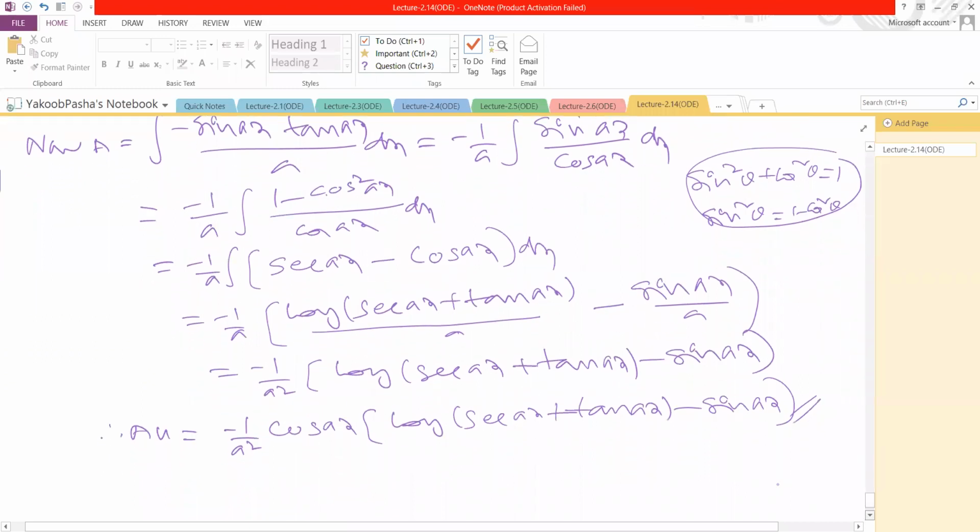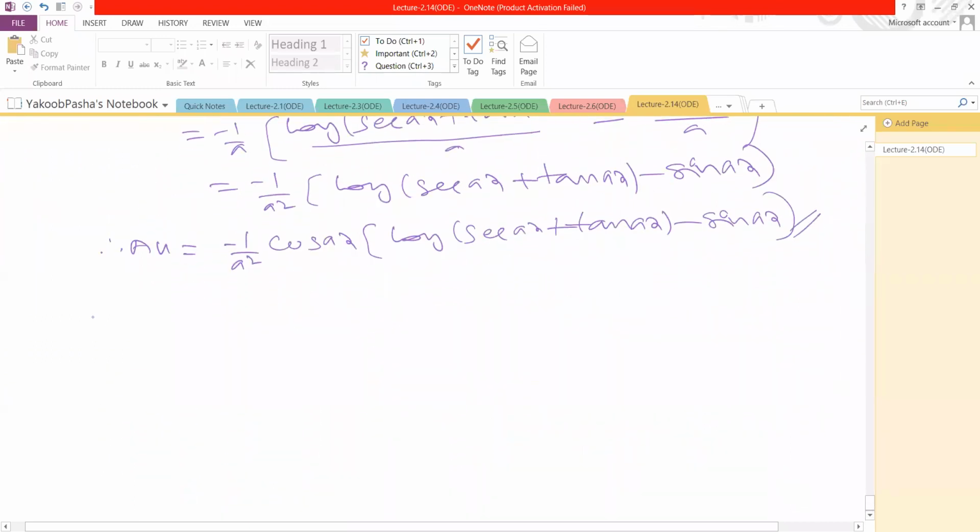Next we go for Bv. So similarly, B is equal to formula ur. U is equal to cos ax and r is equal to tan ax. uv dash minus vu dash is equal to a. This is nothing but 1 by a integration of cos, tan is sin by cos, cos will be cancelled, sin ax.